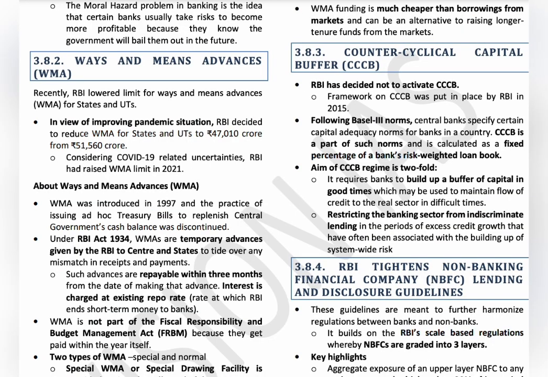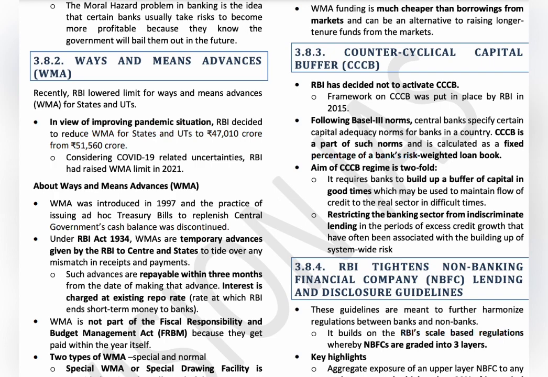The next topic is ways and means advances. RBI has lowered the limit for ways and means advances for the states and union territories. Ways and means advances are temporary advances given by the RBI at an interest rate based on the repo rate.